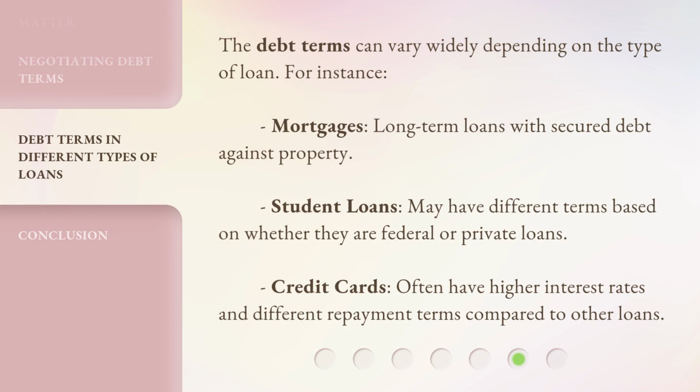The debt terms can vary widely depending on the type of loan. For instance, mortgages, long-term loans with secured debt against property, and student loans may have different terms based on whether they are federal or private loans. Credit cards often have higher interest rates and different repayment terms compared to other loans.